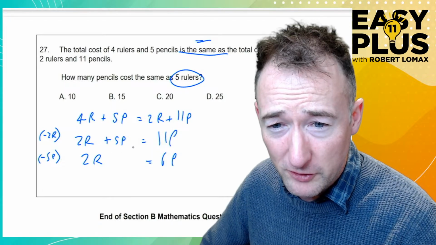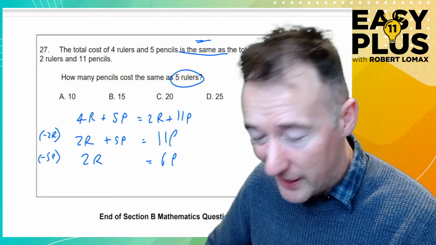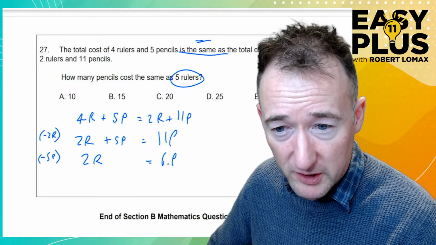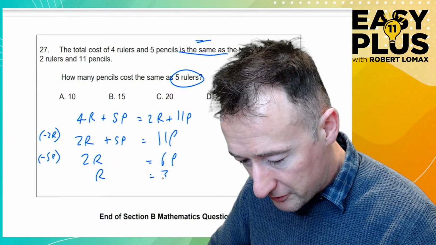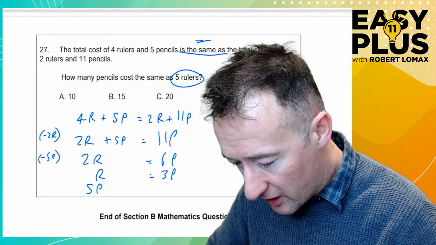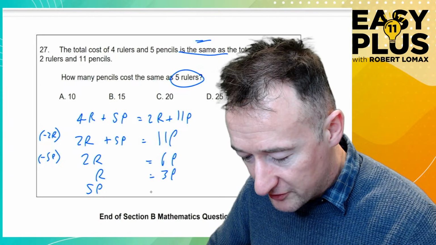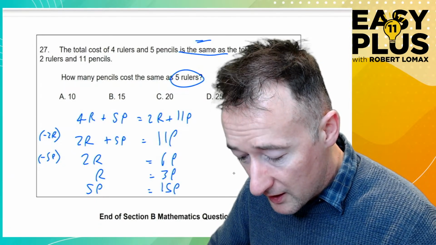We need to know how many pencils cost the same as 5 rulers, but we've got 2 rulers here. How do we get from 2 to 5? Maybe via 1, because these are both even numbers. We can divide them both by 2. So if 2r is 6p, 1r is 3p. We want 5r's. That's 5 times as much. 3 times 5 is 15.